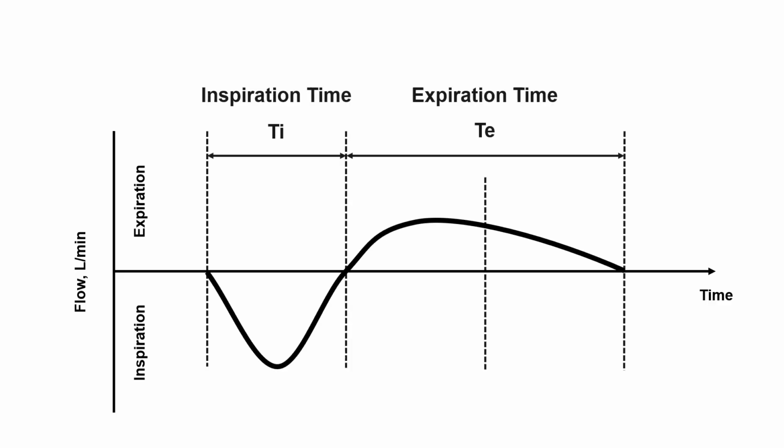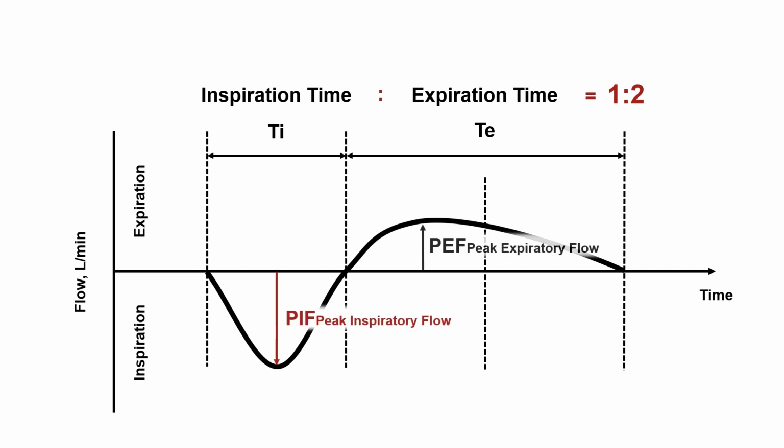In a normal breathing cycle, the ratio of inspiration to expiration time is about 1 to 2. The maximum flow rate formed during inspiration is the peak inspiratory flow, and the maximum flow rate formed during expiration is the peak expiratory flow.